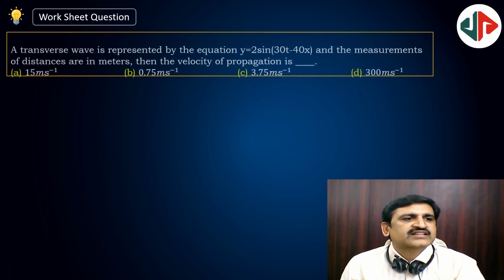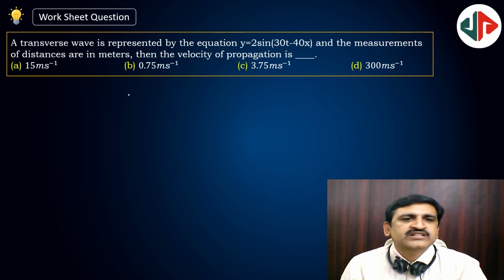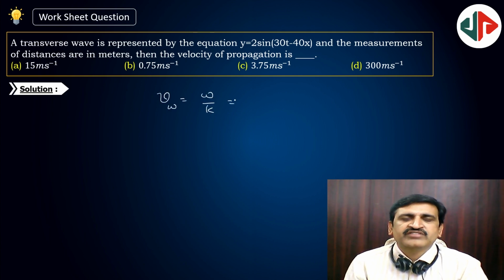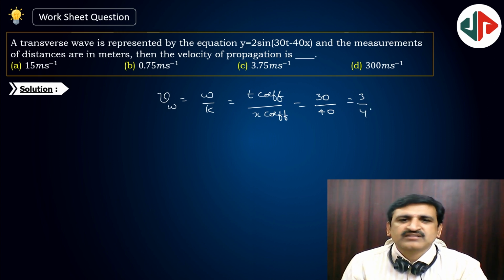Next. Transverse wave is represented by the equation. The measurements are in meters. And the velocity of propagation is equal to omega by k, which is time coefficient by x coefficient. Time coefficient is equal to 30, x coefficient is equal to 40. Answer is 3 by 4, and that is in meters. 3 by 4 means 0.75.